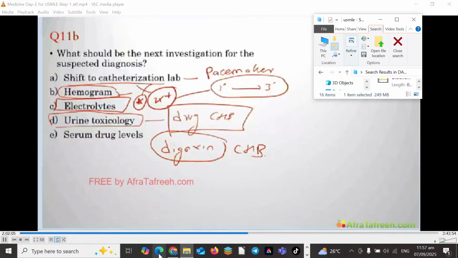So if you are suspecting that this patient has a complete heart block because of some drug use, you can do a urine toxicology level. You can also assess for serum drug levels for the same reason. So if a patient presents to you intoxicated with something, you'll do a urine toxicology level. If the patient is chronically a digoxin user, you will use a serum drug level to assess for the digoxin in the blood. So digoxin is associated with all types of arrhythmias.